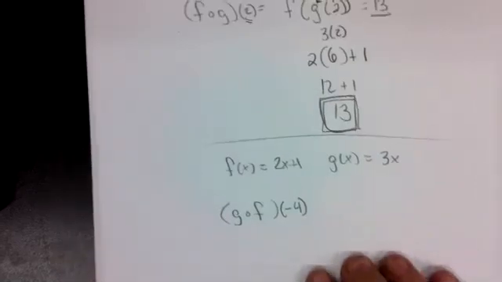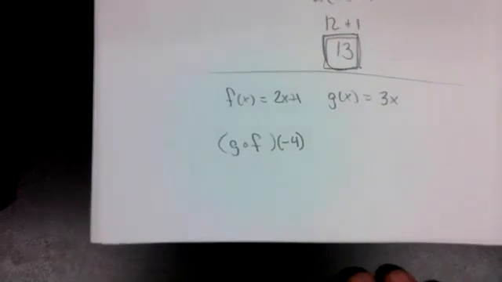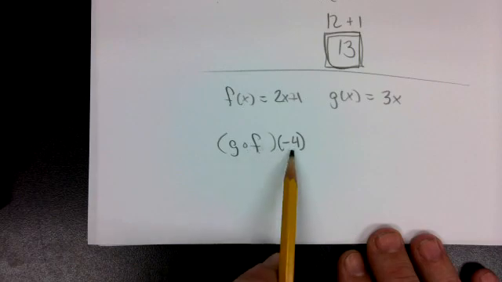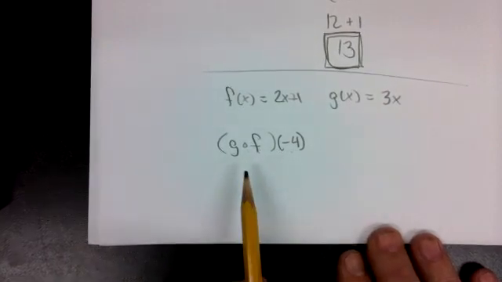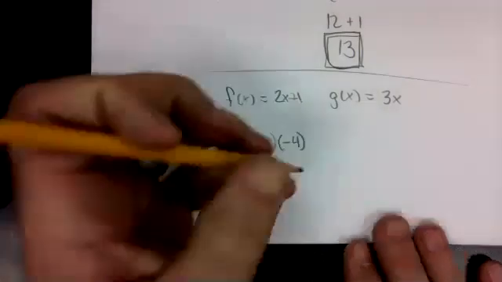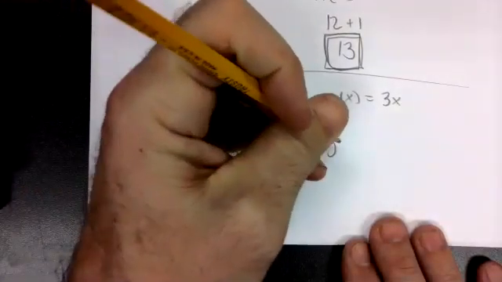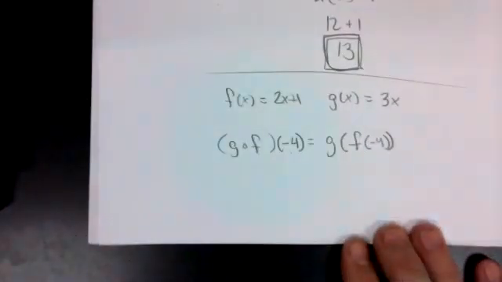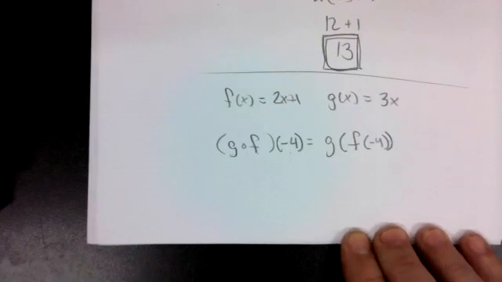But we're going to switch it up and say we want to find the g of f of negative 4. So again, they flip-flop the order here. We're still going to work it from the inside out. This implies finding the g of f of negative 4.